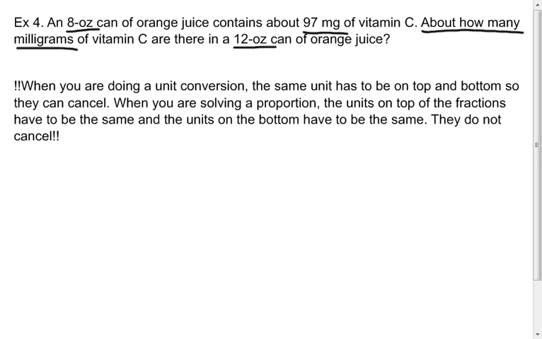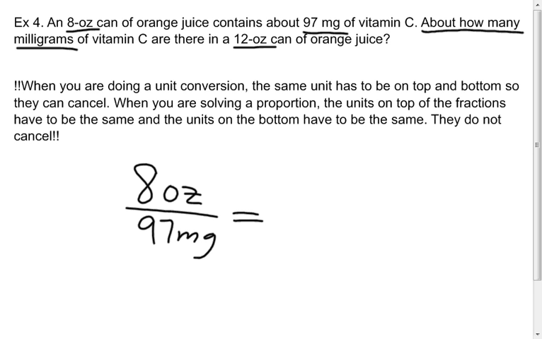Okay? I know an 8-ounce can has 97 milligrams. So I'm going to put 8 ounces over 97 milligrams. Okay? Those 2 things go together because they're in the same sentence. An 8-ounce can has 97 milligrams. That's a fact. So we write it down. The other thing that we know is 12 ounces.